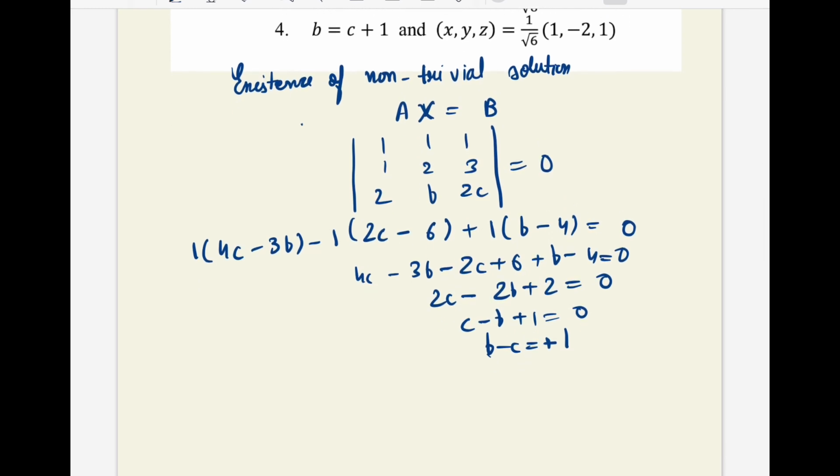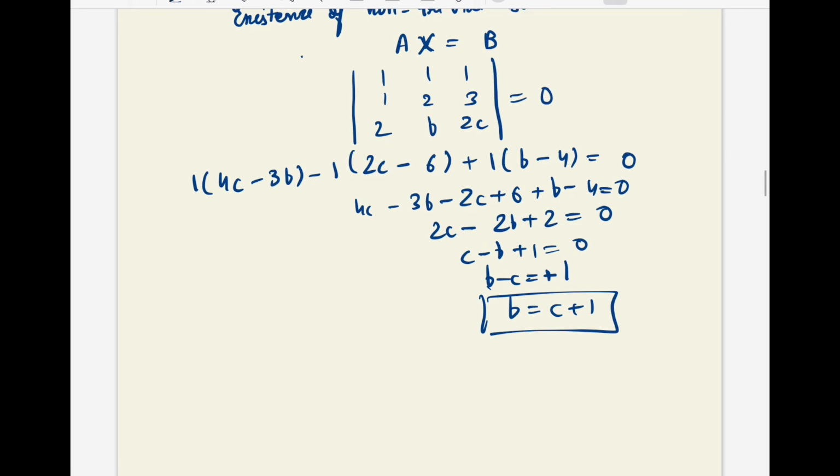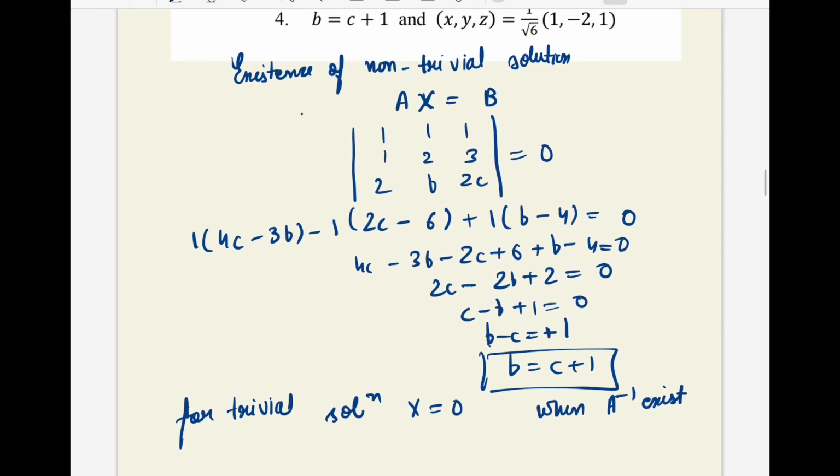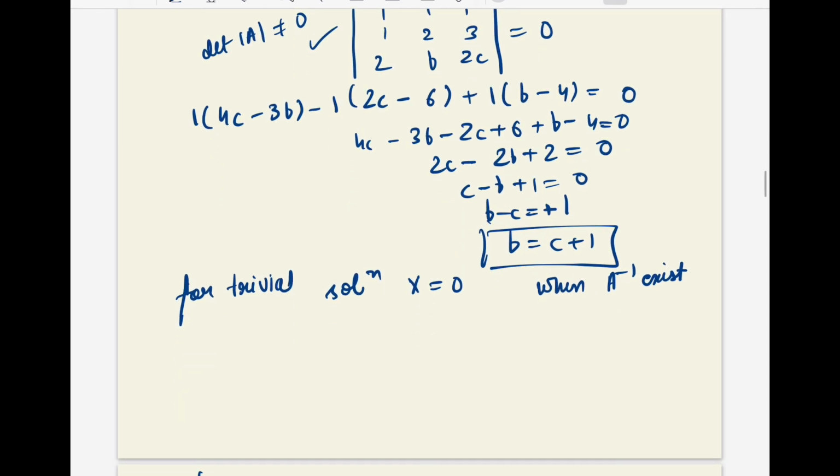So b is equal to c plus 1. Okay, now for the trivial solution, x must be 0 when A inverse exists. Okay, A inverse exists when this determinant A is not equal to 0.